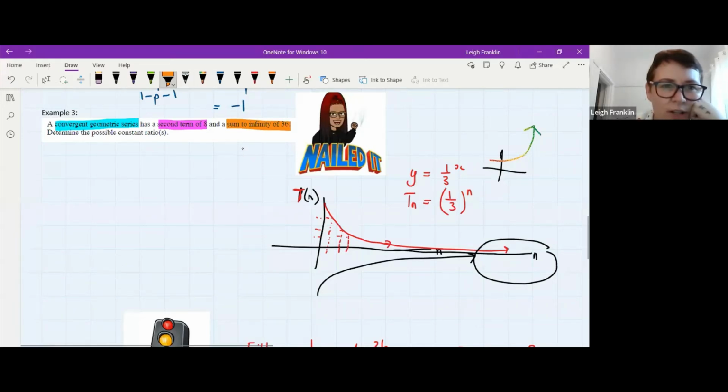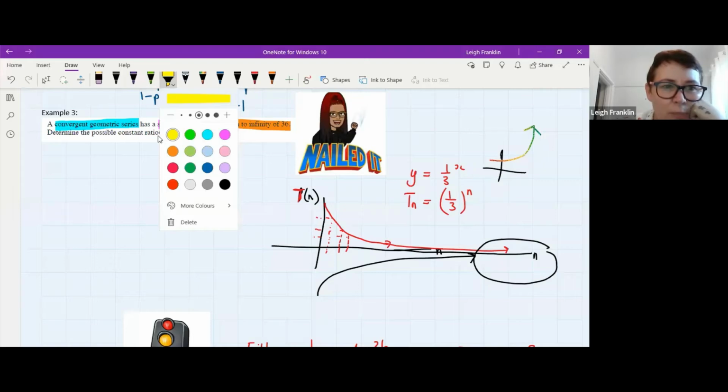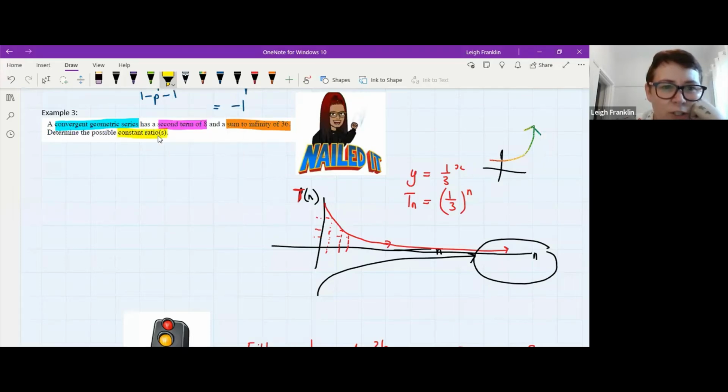The question is asking us to determine the possible constant ratios. And can you see there's an S in brackets afterwards? So in other words, they are implying that there may be more than one answer in this particular situation. All right, so they want us to work out the value of R. They've given us two pieces of information. The first piece of information is that the second term is 8. The second piece of information is that the sum to infinity is 36.